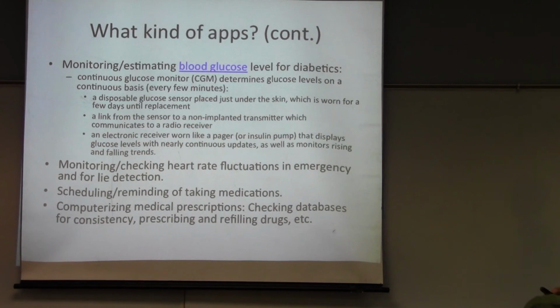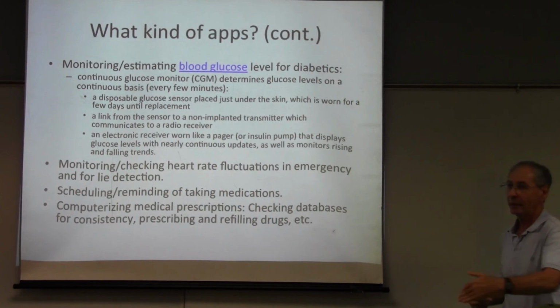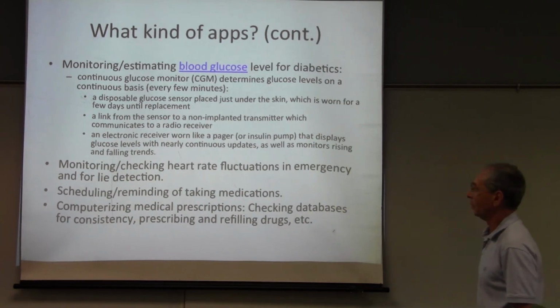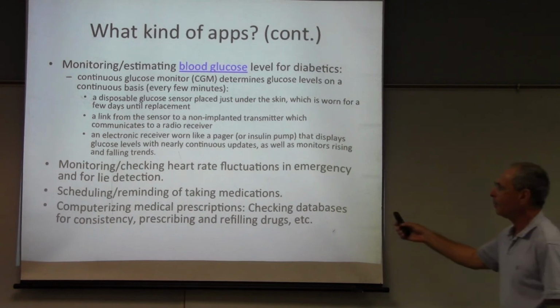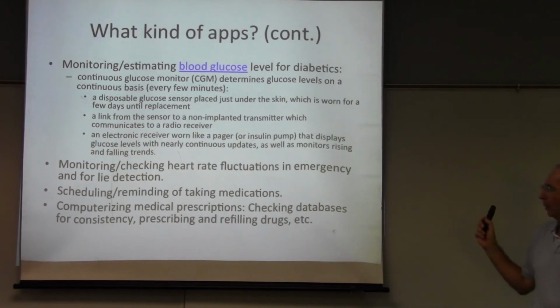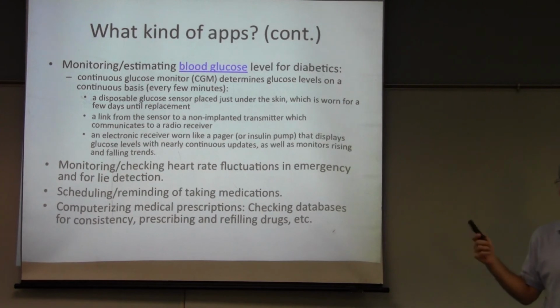The other application would be heart rate monitoring, the heart rate fluctuation in emergency situations. Based on the heart rate, you can tell whether there is a crisis, and you can intervene before it becomes fatal, and also for light detection. Another application would be scheduling and reminding for taking medications. That's again a big problem with elderly people.